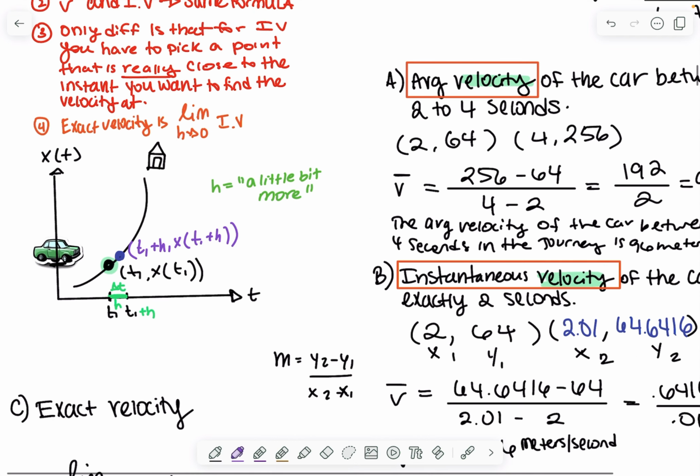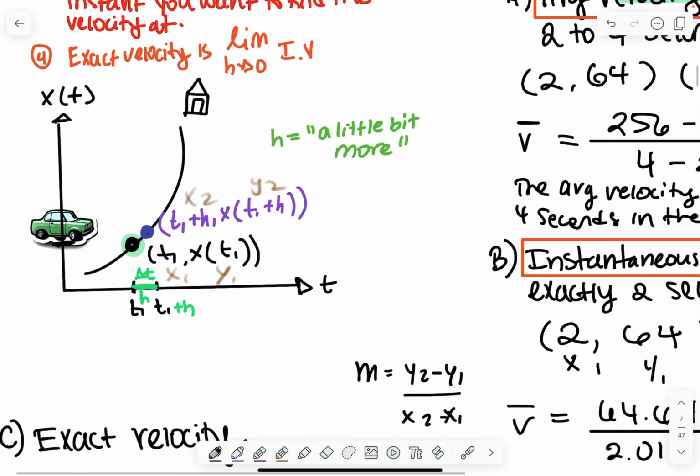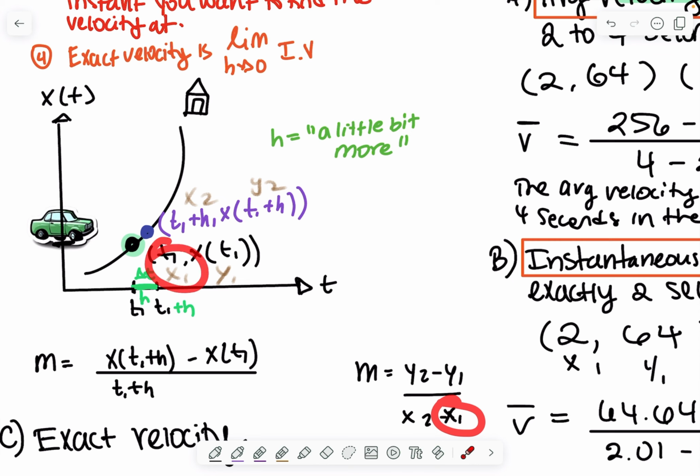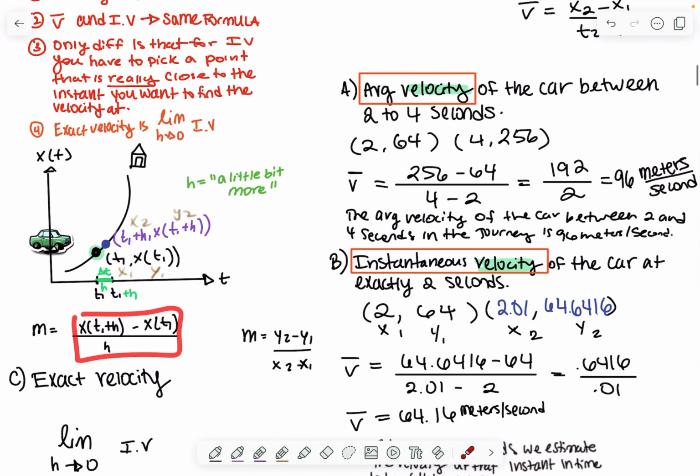And so if we were to rewrite that in slope formula, again, that would be the change in y over the change in x. So what I like to do is label this x1, y1, x2, y2. So we have that the slope is equal to y2, which is this, minus y1, which is this, over x2, which is this, minus x1, which is this. And notice how the t's cancel out, and we're left with positive h. And this is another way to view instantaneous velocity.